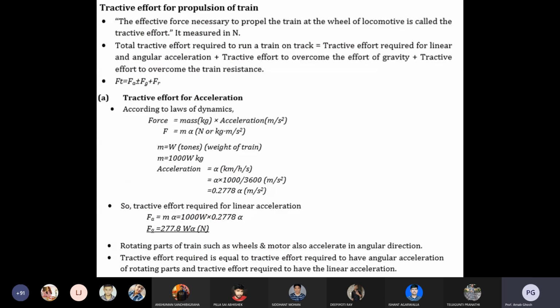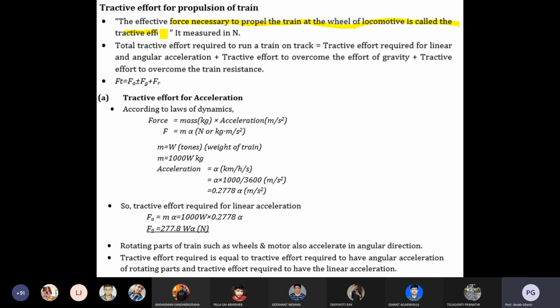Then the most important factor, that is your tractive effort. How it is working is very important for the tractive effort. In case of tractive effort, the force necessary to propel, to start rotating the train at the wheel of the locomotive is called the tractive effort. So when the train is going to start, initially a huge thrust, a huge force is required. That's why you have to consider the DC series motor. Huge torque is required to overcome the friction of the railway track.